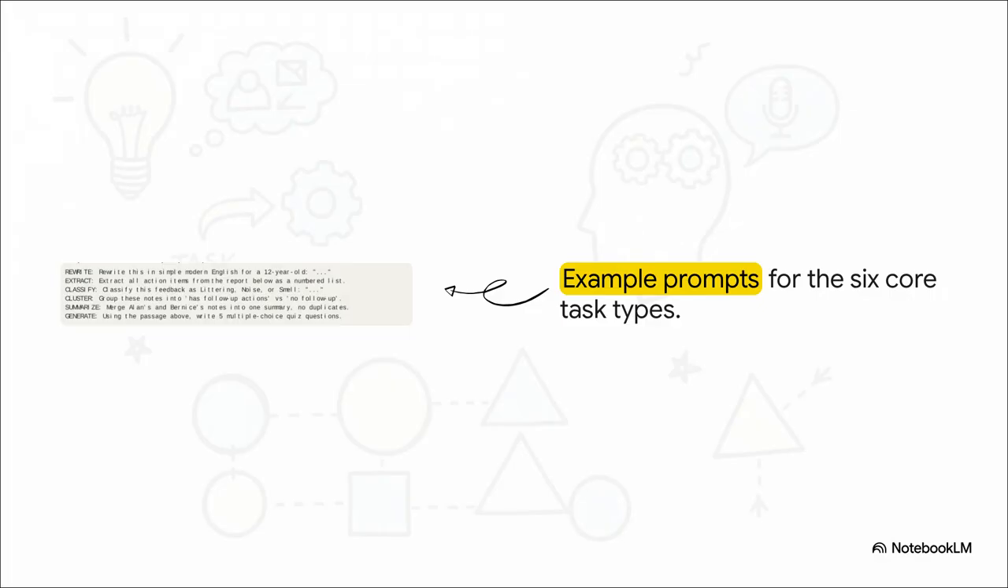It's super helpful to look at exactly how these 6 abstract patterns translate into real actionable prompts that you can go and type right now. Just look at how direct these are. Rewrite this in simple modern English for a 12-year-old, or extract all action items from the report below as a numbered list, or even classify this feedback as littering, noise, or smell. By anchoring your prompts to these highly specific tasks, you completely eliminate the guesswork.